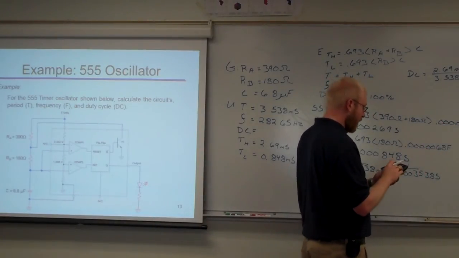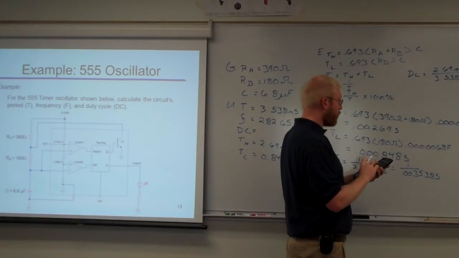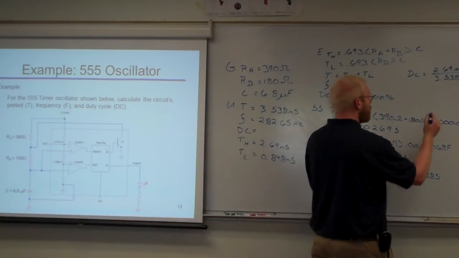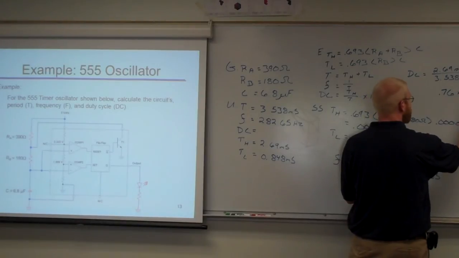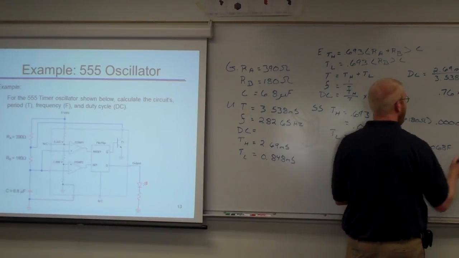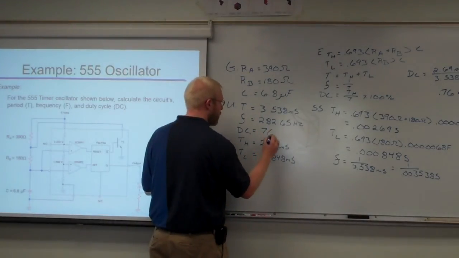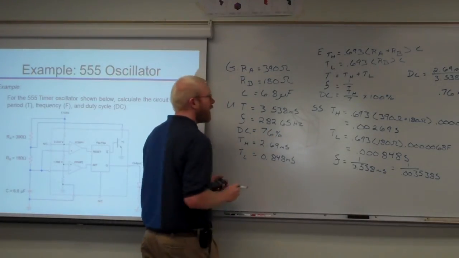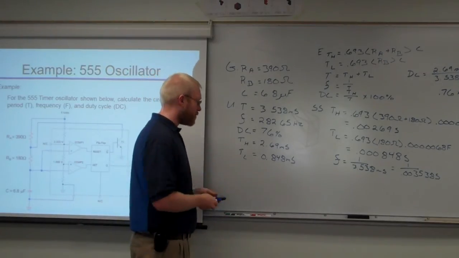So if I take 2.69 divided by 3.538, I end up with 0.76 times my 100%, and I come up with an answer of 76% duty cycle. That is how I would solve a 555 timer circuit.